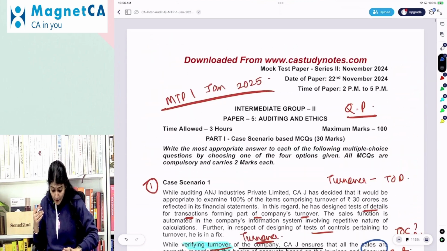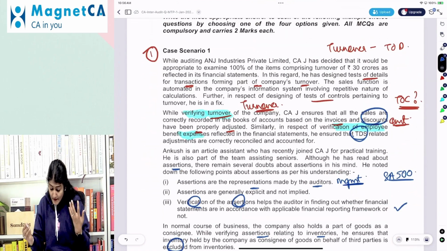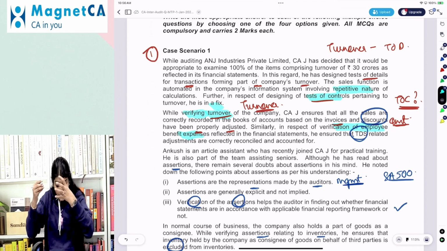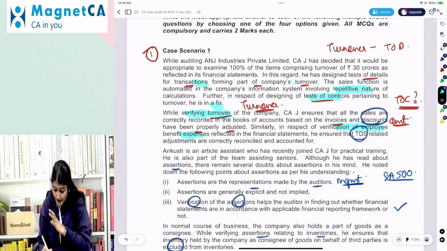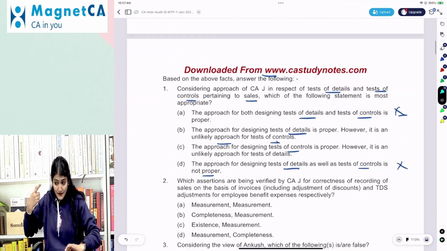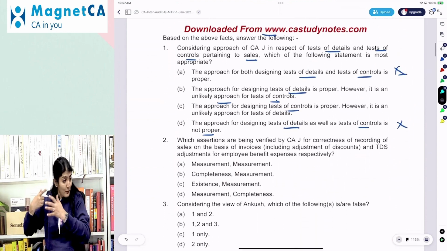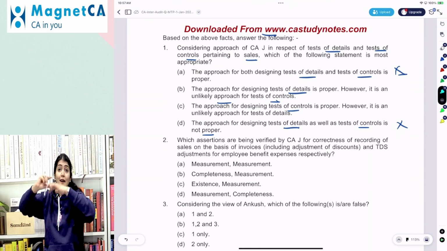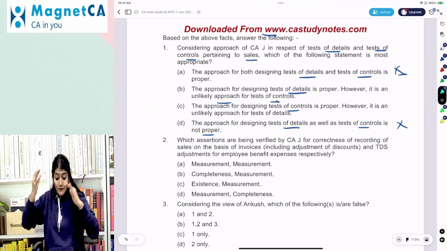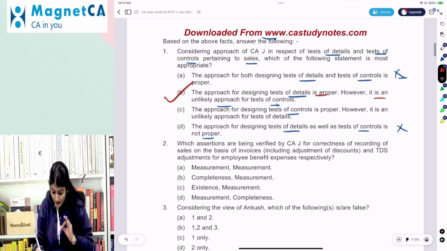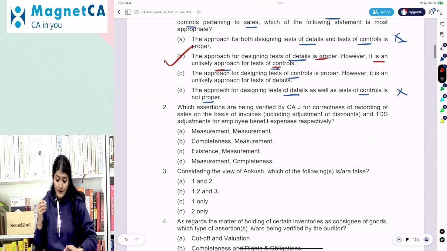Now what did they say over here? That the sales function of the company is repetitive in nature. So in respect of designing the test of control, he is in a fix, whereas for the test of detail, he has decided to check the transactions for the company turnover. Because it's repetitive in nature, it does not make sense to do the TOC over there. You check one control and the same control will be there across all transactions, effective or ineffective. So the approach for designing TOD is proper. However, it is unlikely approach for the TOC.